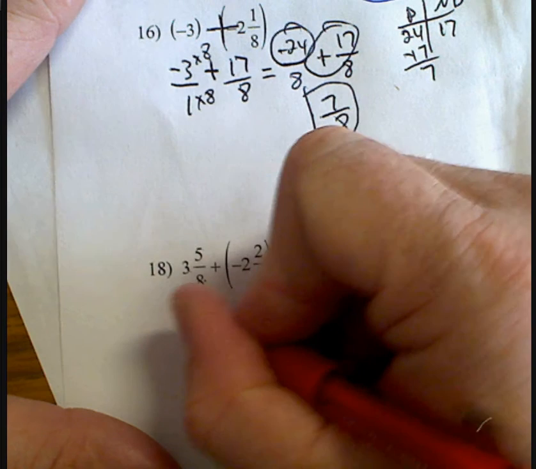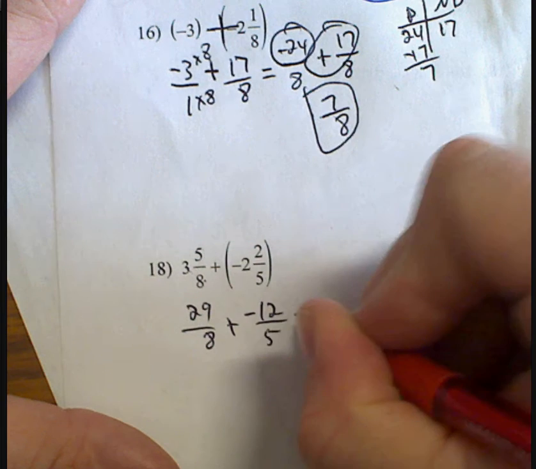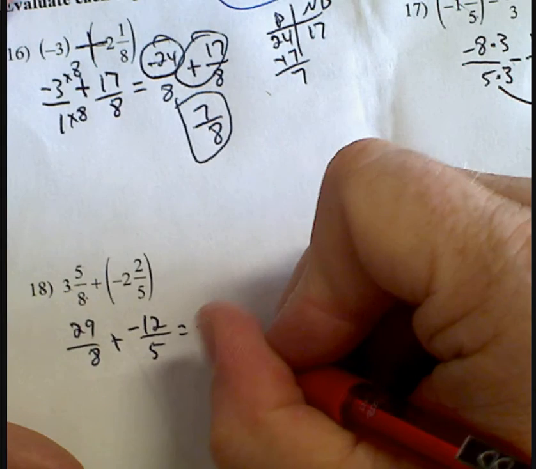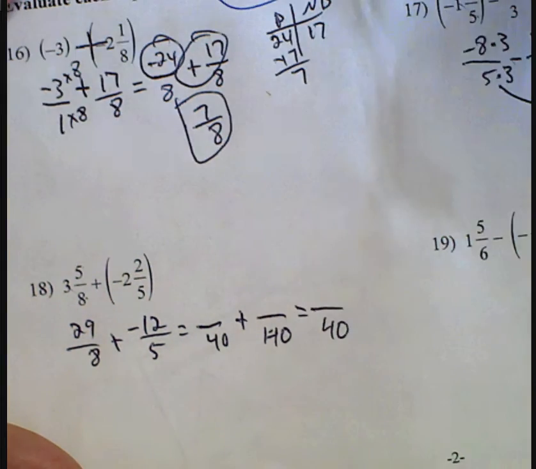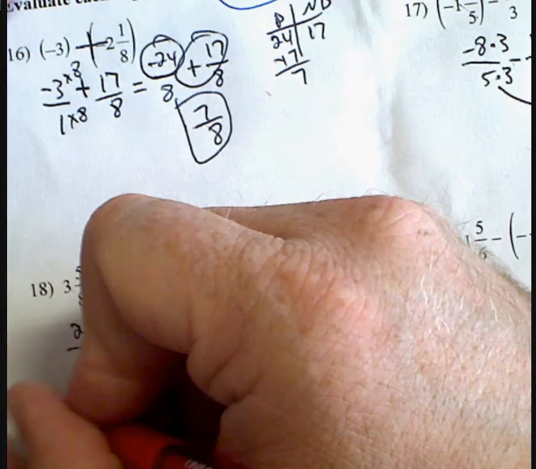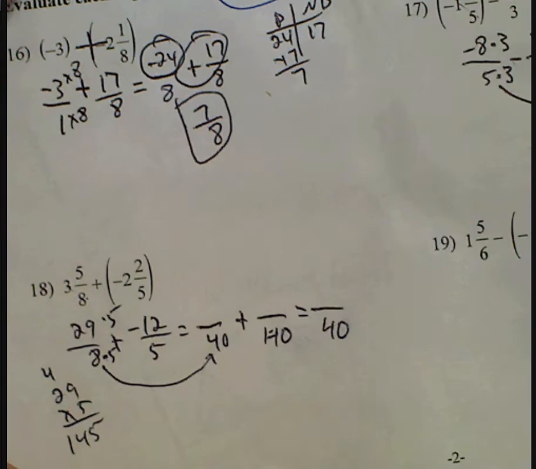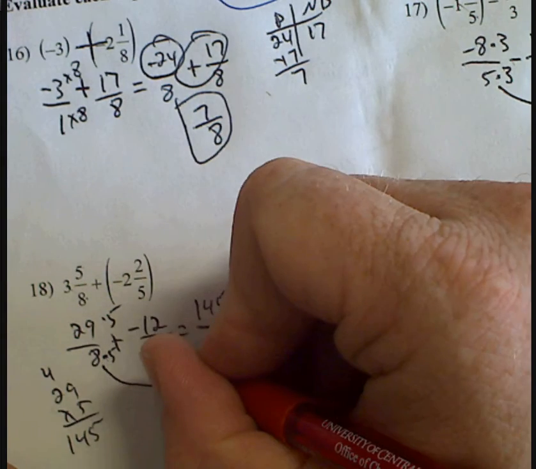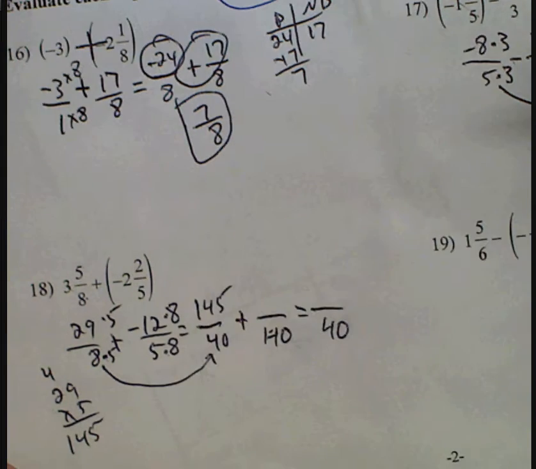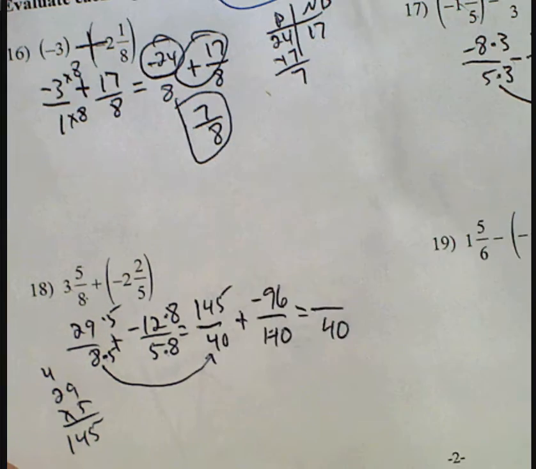29 over 8 plus 12 over 5. My common denominator is 40. So I put 40 down below. 8 times what gave me 40? Times 5. 5 times 8 gives me 40. 29 times 5 gives me 145. I'm going to multiply this by 8. Negative 12 times 8 gives me negative 96.